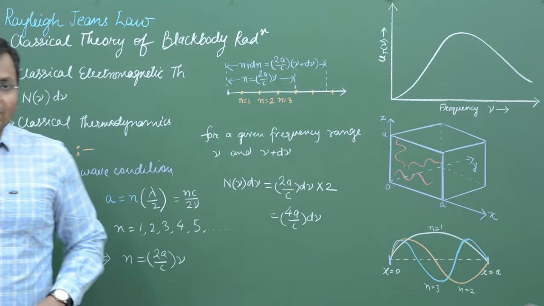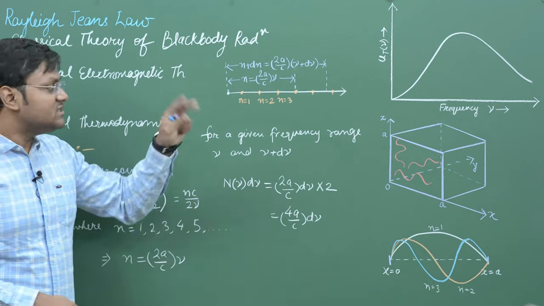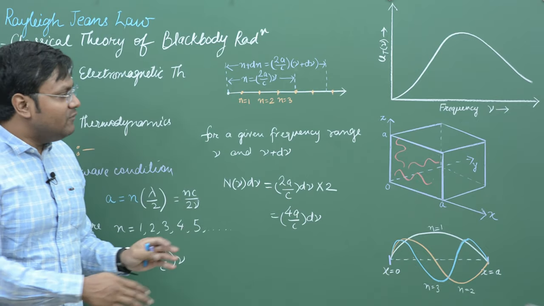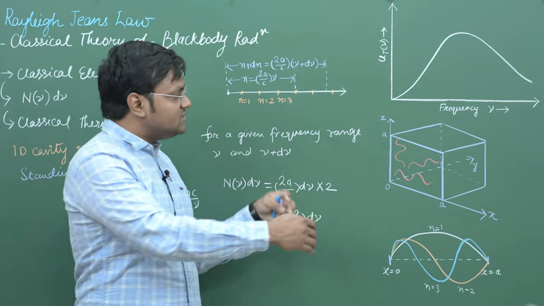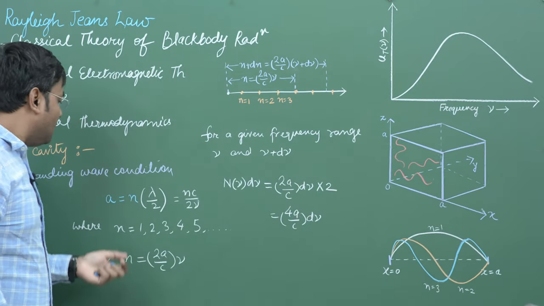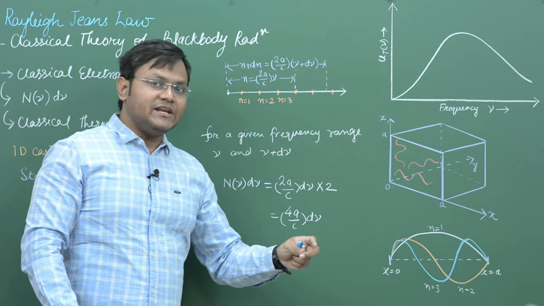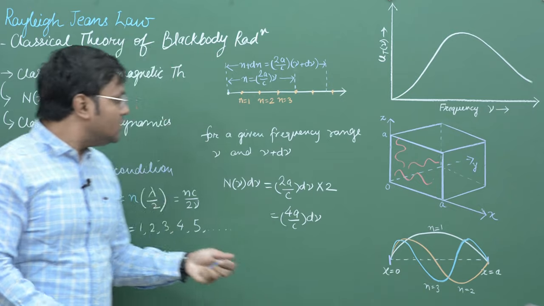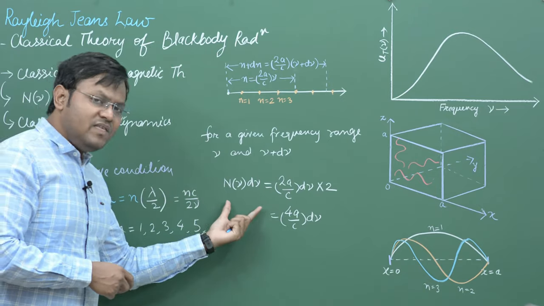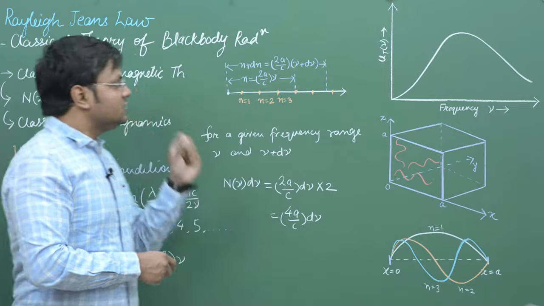In a three-dimensional cavity, we will have three distinct directions. So the waves can exist in three distinct directions. We can have standing waves in the x-axis, standing waves in the y-axis, standing waves in the z-axis, and we will have three different numbers, nx, ny, nz, for all these three distinct directions. And using those conditions, we will try to obtain the same thing, the number of standing waves possible in a frequency range. So let me first rub the board.